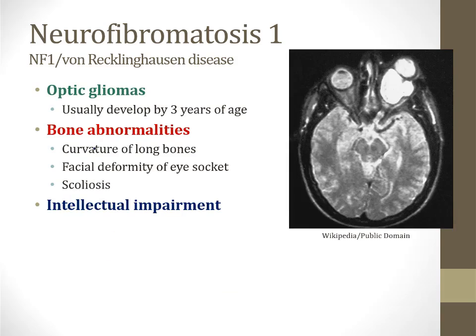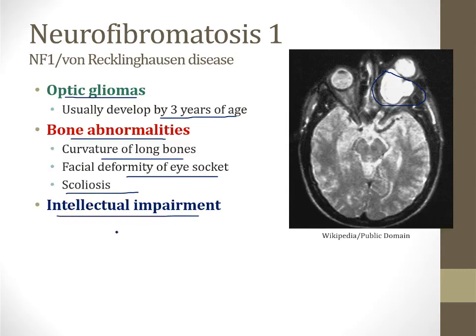Some other findings you can see are shown here. Optic gliomas are common. They usually develop by 3 years of age. This is a rare tumor of the eye. If you look at this picture on the right side of the screen, this is an image of a child with an optic glioma. That's this large mass here behind the eye. Bony abnormalities are also common. Usually it's curvature of the long bones, but it may also be a facial deformity of the eye socket, and it can also be scoliosis of the spine. And then finally, many of these patients have some degree of intellectual impairment.